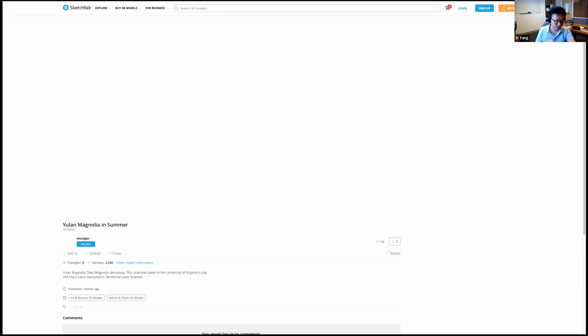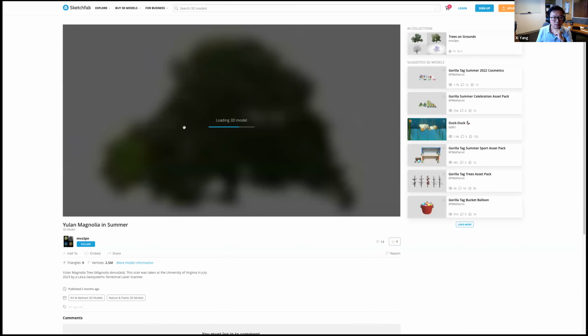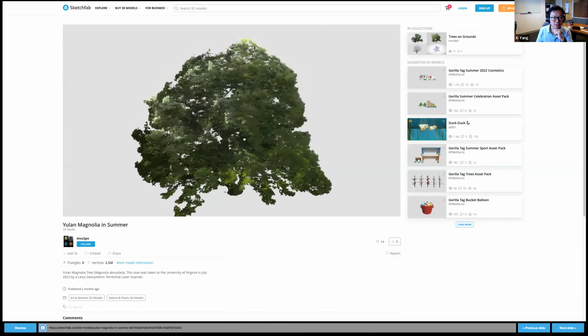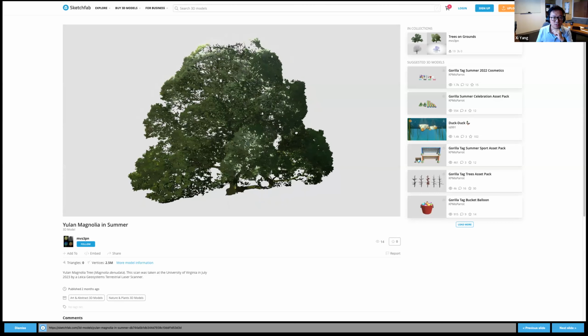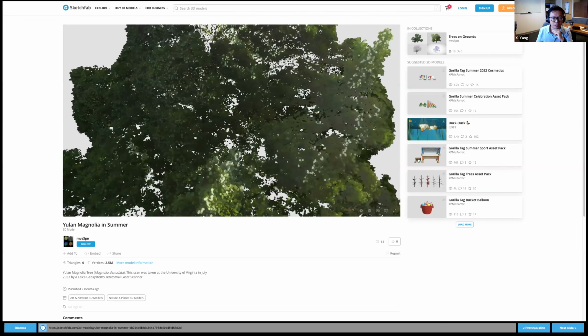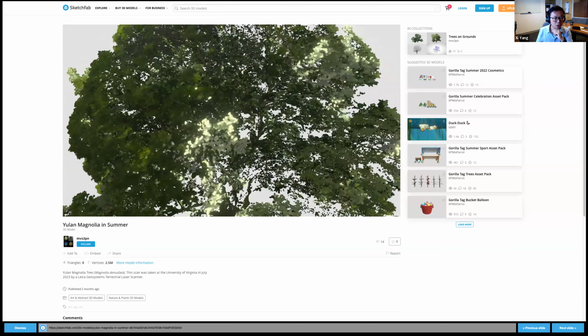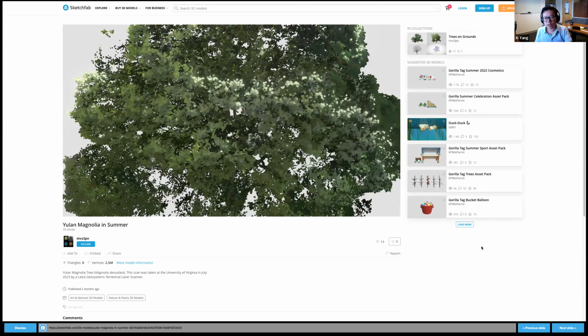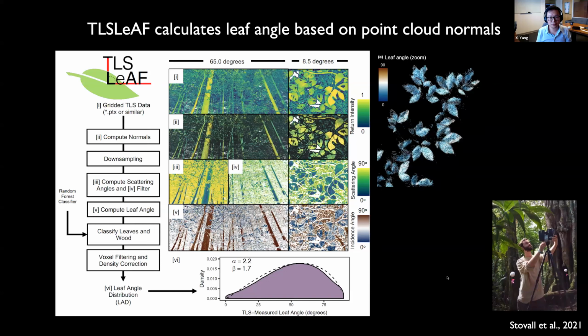You can also look at individual trees cut out from the point clouds. This is from Sketchfab. If you're interested, I'm happy to send you the link. You can see the details that you can get from this. This is a magnolia tree on UVA campus. So what can we do with this point cloud? We developed an algorithm called TLS Leaf. Kudos to my former postdoc, Atticus Stovall, who's now working at NASA, and is also an assistant research professor at University of Maryland.